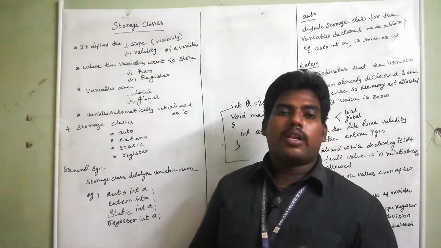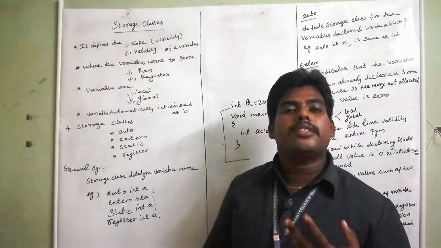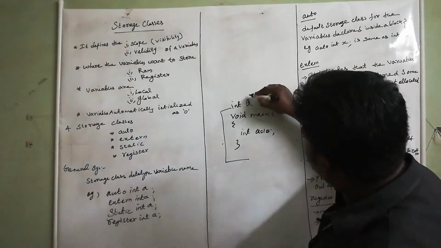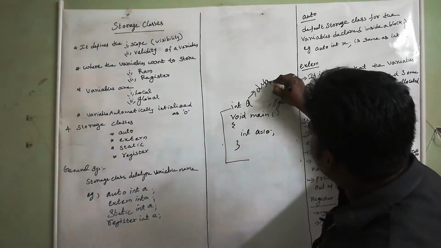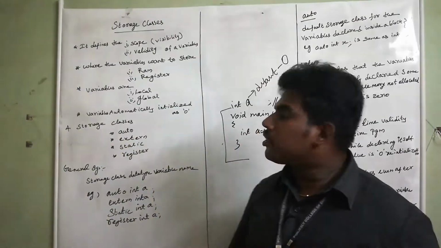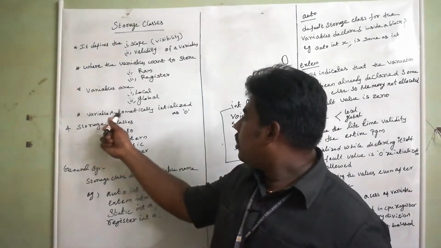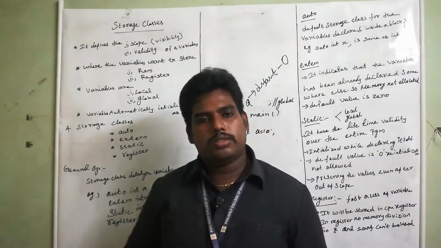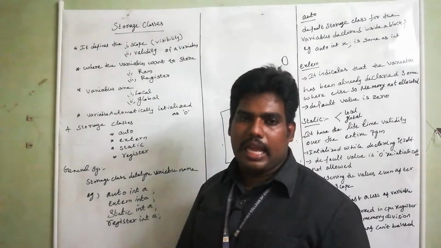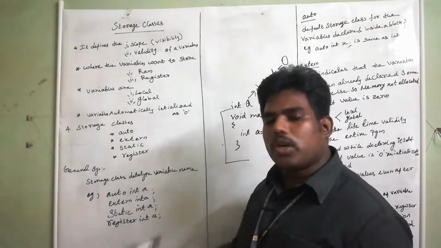Then for these global variables, automatically the values will be initialized. If I didn't give a value of 20, the default value is 0. That is also determined by the storage class. For global variables and static variables, it is automatically initialized as 0. So these are the four important purposes of the storage classes. Now we can see them one by one. There are four storage classes in C program.